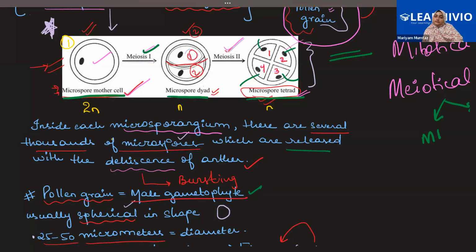Dehiscence of anther. See, dehiscence of anther means the bursting of anther. Bursting, why would the anther burst? So that the pollen grains could reach the female part. Yes, so that it can be liberated. That is how the pollen grains, once they are formed, are released by the dehiscence. Dehiscence means bursting. Bursting, you understand?